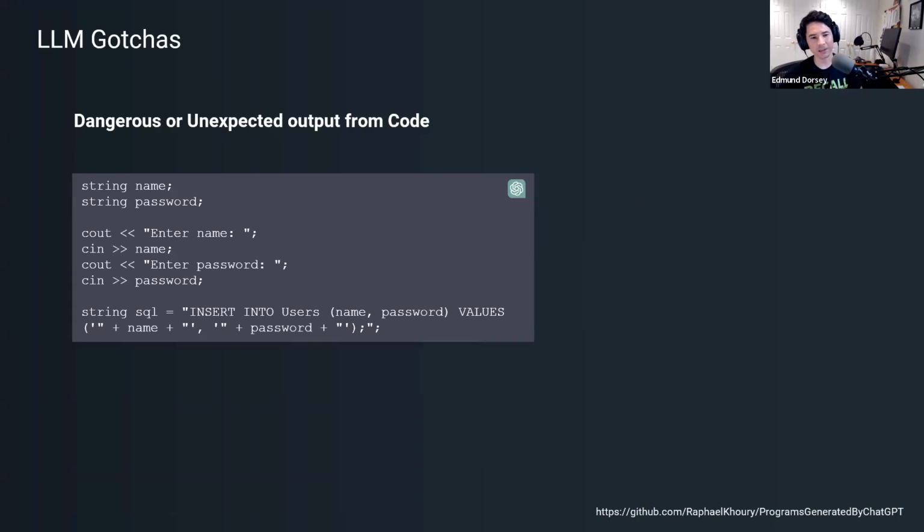University of Quebec did a study. You can go check it out online. They have it up on their GitHub. Put the link down there in the bottom right, where they were asking ChatGPT to generate snippets of code. It seemed to have more problems with C and C++, as you can imagine.